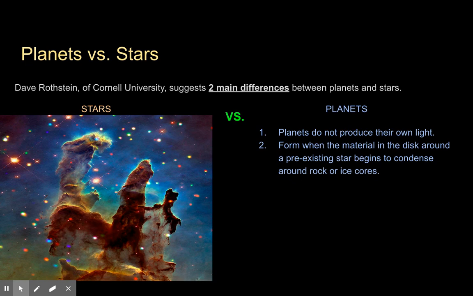Now, planets form when the leftover material in the disk around a pre-existing or an already forming star begins to condense around a rocky or an icy core. So planets themselves don't form from nebulas. All right, planets form basically from all the leftover material that a star does not scoop up in the region. And those are the two biggest differences between planets and stars. It's the fact that stars burn, planets don't, and they form in completely different sort of conditions.